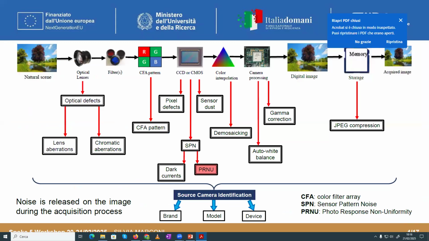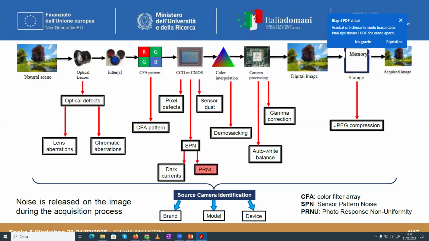Well, this is typically done by considering the noise that is released on the image during all the acquisition process. This is a noise that is not visible to human eyes, but is a sort of fingerprint left on the image by the device. For example, the lens can cause aberrations, the color filter array, the mosaicing algorithm, the post-processing like gamma correction, white balance, and decompression in a usable format like JPEG, all leave traces on the image. But the most important component of the noise is given by the sensor, that is the core of the camera.